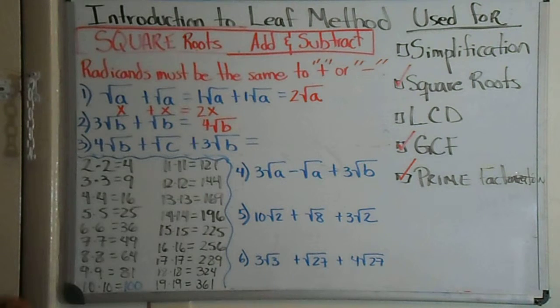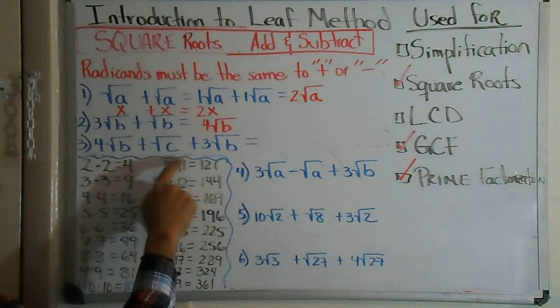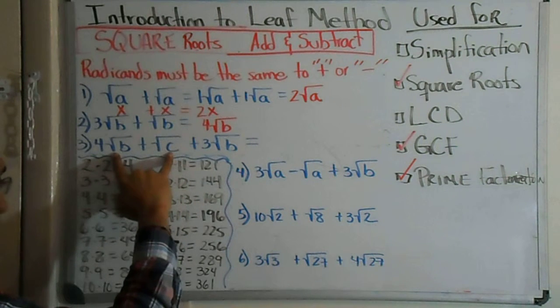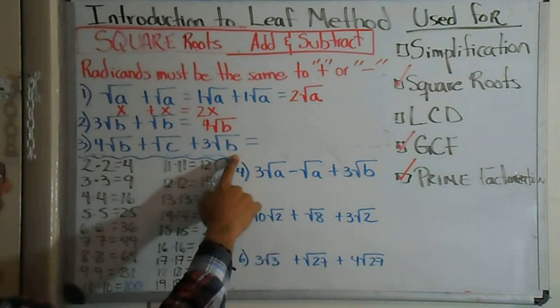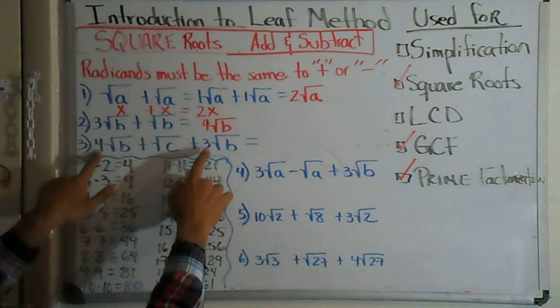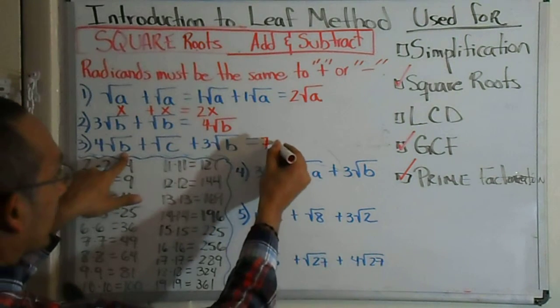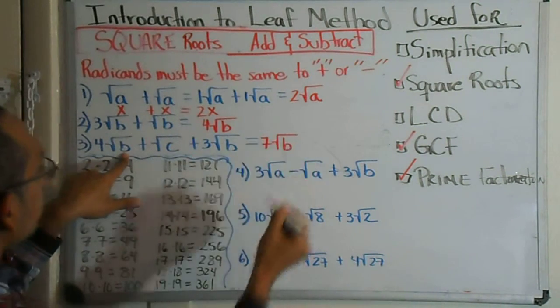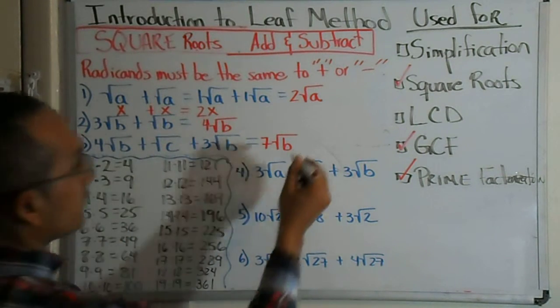Now notice here, 4 square root of b plus square root of c, these radicands are not the same, so you can't add them. But this b and that b are the same, so you can add the numbers in front. So what is 4 plus 3? That is 7, and you keep the same radicand, square root of b. And then you have plus the square root of c.